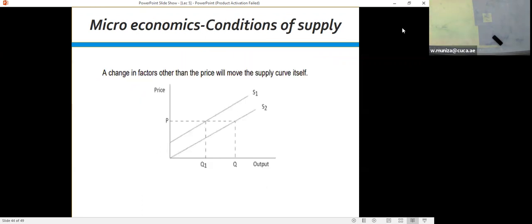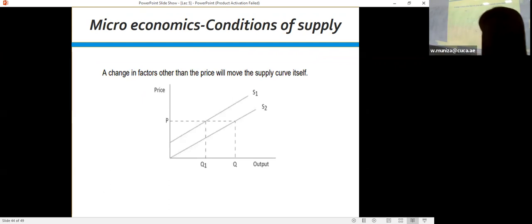A change in the factors other than the price will move the supply curve itself. Same as we have seen in the case of demand, when there are other factors which are bringing a change in the supply, then there will be a shift in the supply curve. Instead of contraction and expansion, we are going to see the shift in the supply curve, moving inward or outward.